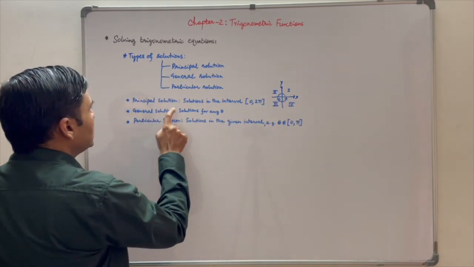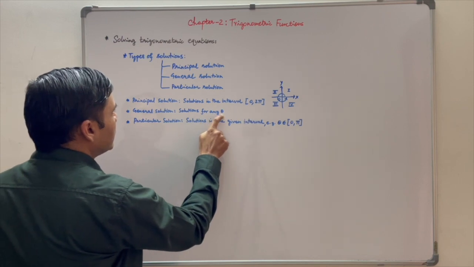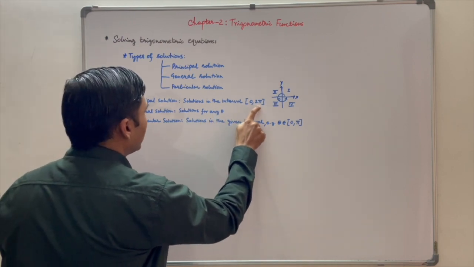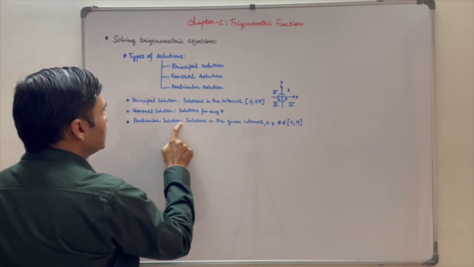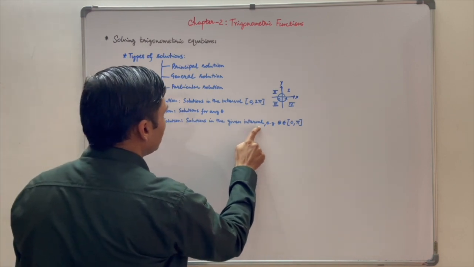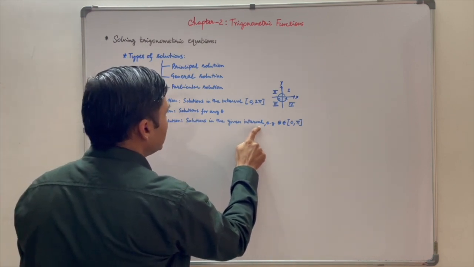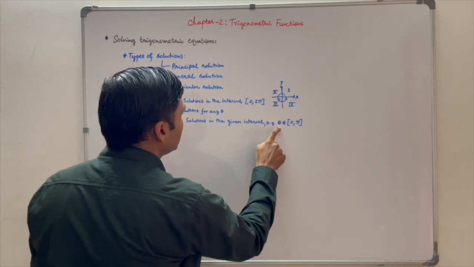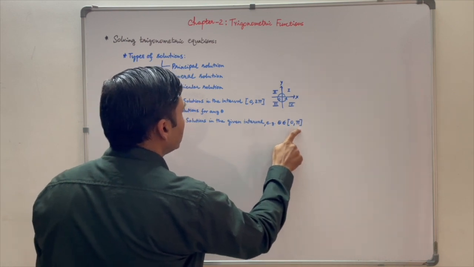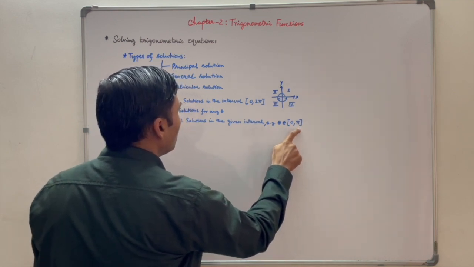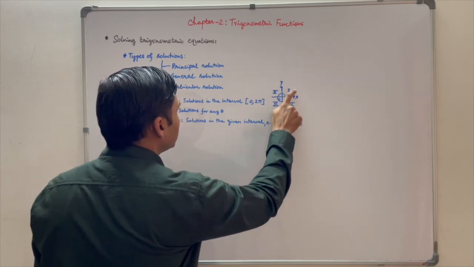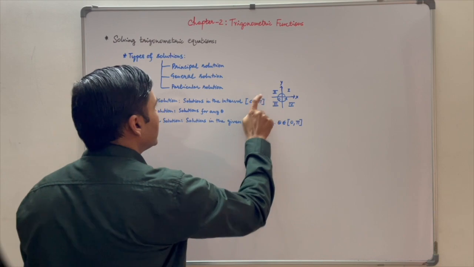General solution means solutions for any theta, even if theta is more than 2 pi. Particular solution means solutions in the given interval. Suppose in a question it is given that theta lies between 0 to pi. That means we have to consider only those solutions in which theta is either in first quadrant or in second quadrant.